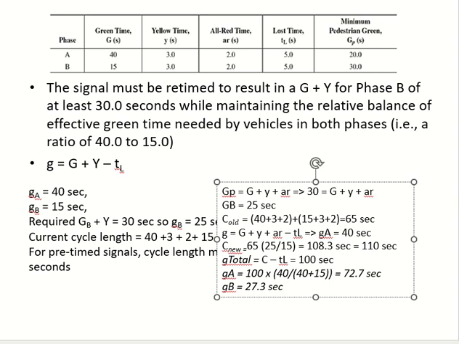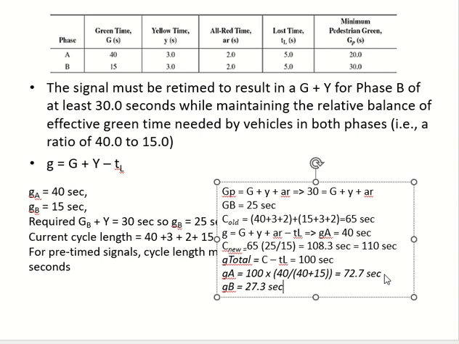But as we know, yellow and all red time are not changing. Loss time is not changing. This is 2, this is 3, this is 2, this is -5. So that means 0. Yeah, so this equals to this. Okay, so this is effective green as well as actual green, but you need to keep in mind there are two different things. They may not be same always.